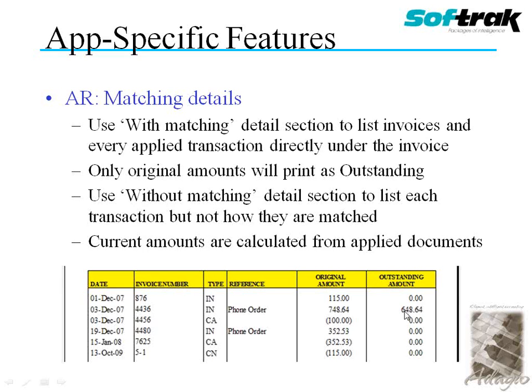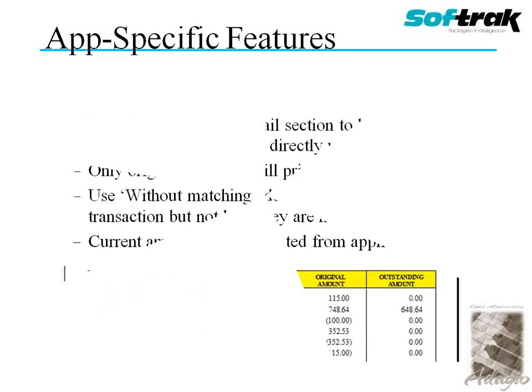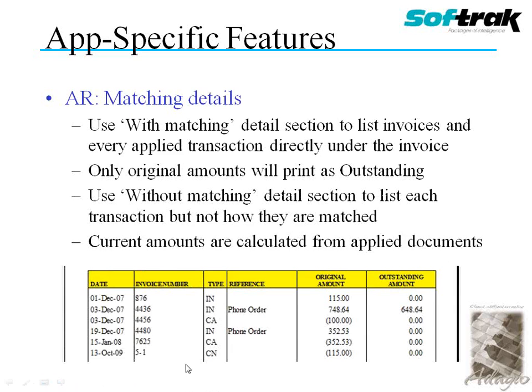The reason the cash and credit notes are printing is there's a third detail section type called applied details only. And so you can choose, if you wish to print the cash or the credit notes, to print the applied documents only.